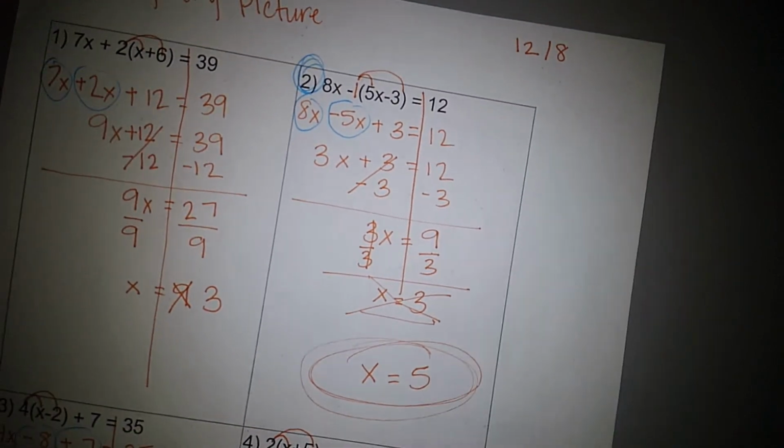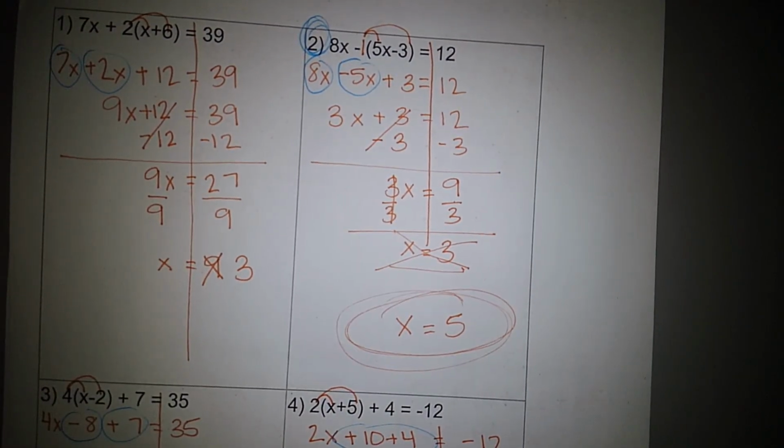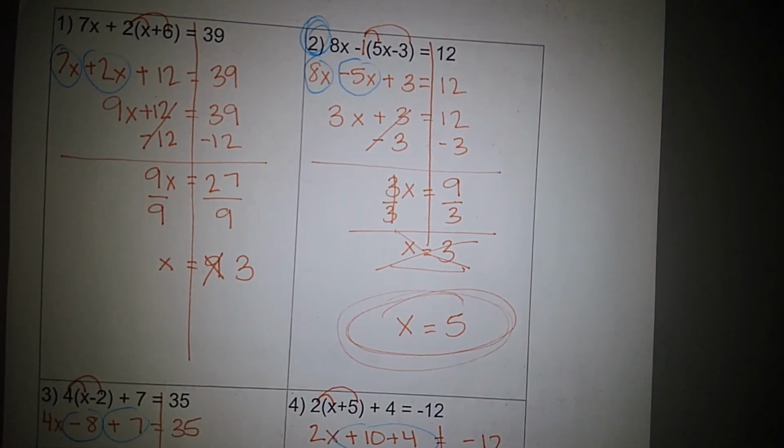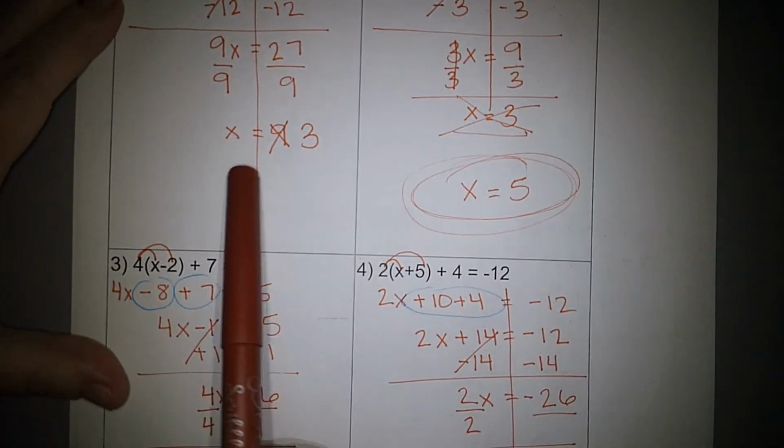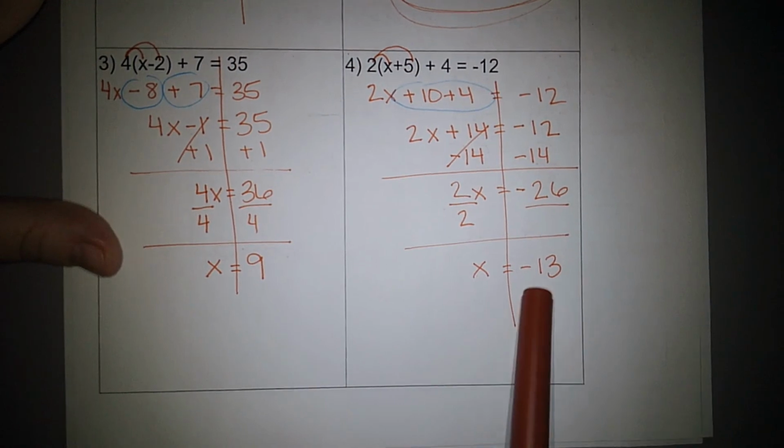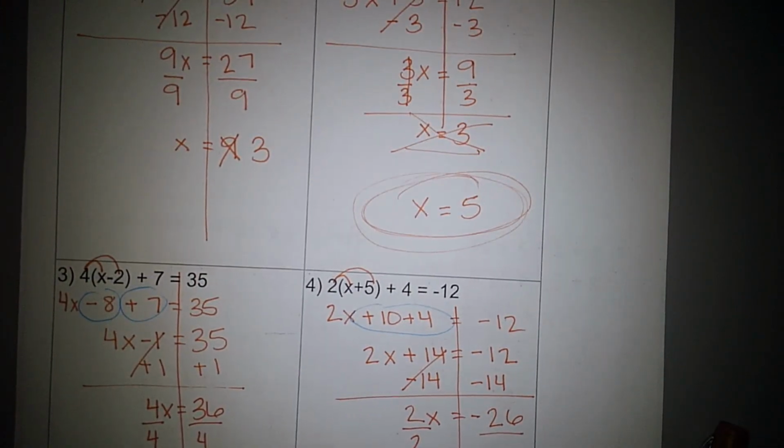So you'll need to go back into Google Classroom. There will be a solving equations image reveal. It is a mystery picture that you need to go in, and you need to put each of these answers in, and it will reveal the mystery picture.